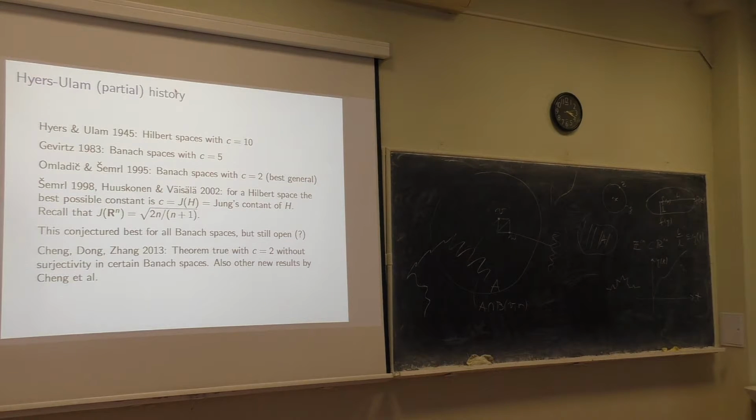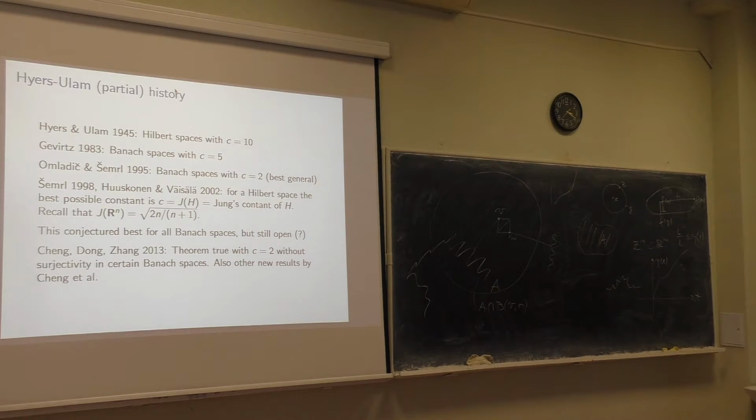And here's some history about this constant C. The first proof was with C equal to 10 and only for Hilbert spaces, and it took 60 years to find a 2-page proof with the best constant C equal to 2. And there were very many intermediate results.